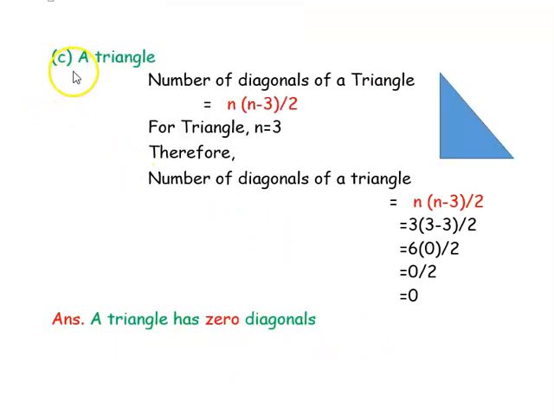Next question, find the number of diagonals in a triangle. You know that a triangle is a 3-sided figure, so n is 3. Now we apply n as 3 in the formula n into n minus 3 divided by 2. So 3 into 3 minus 3 divided by 2. 3 minus 3 is 0, so 0 by 2 is 0. So we can say that a triangle has 0 diagonals. You cannot draw a diagonal for a triangle.